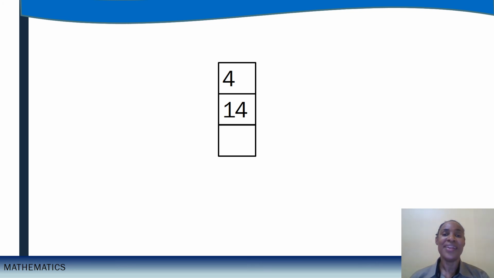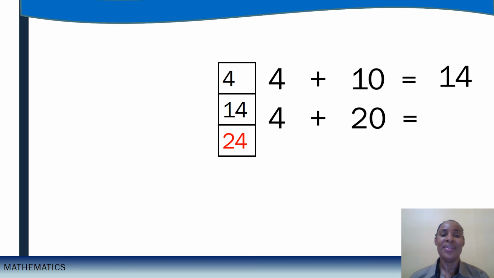Amazing, boys and girls. If you said the missing number is 24, you are correct. Remember now, the pattern that we discovered on the 100 chart is adding a multiple of 10 to get the number below. Now 10 added to 4 gives us 14. And 20 added to 4 gives us 24. So there we have it, boys and girls. The missing number is 24.